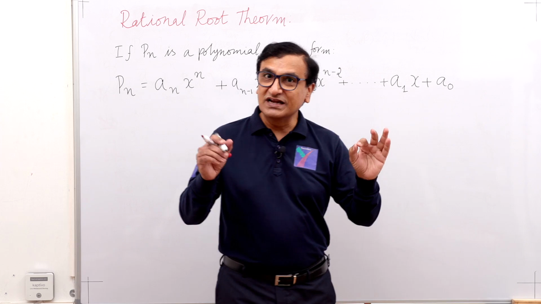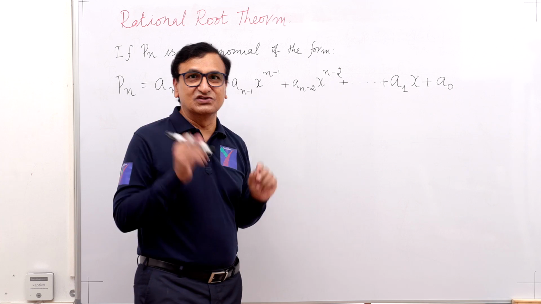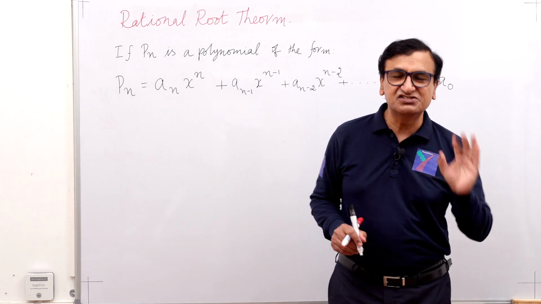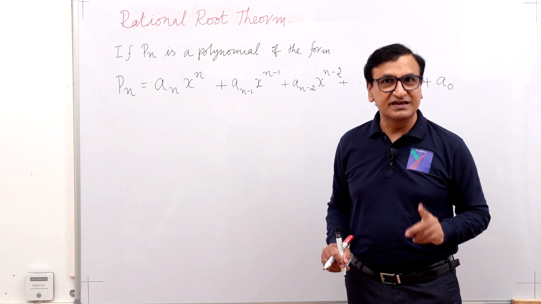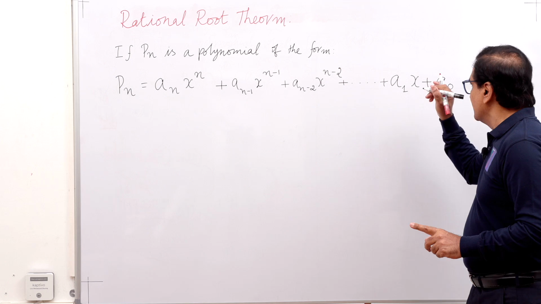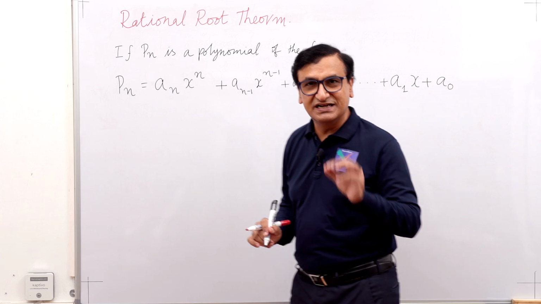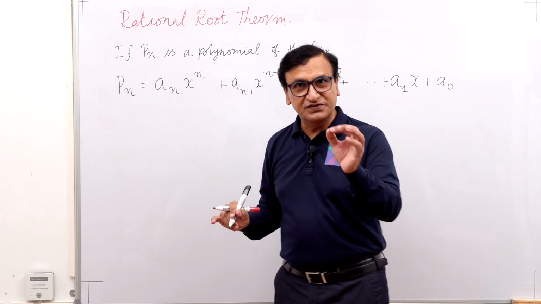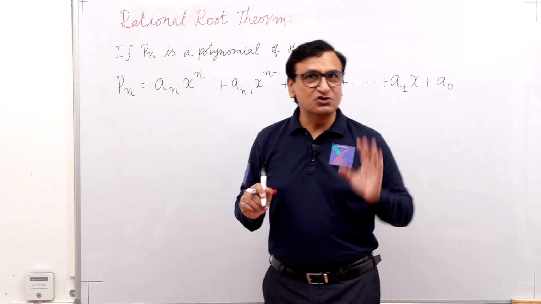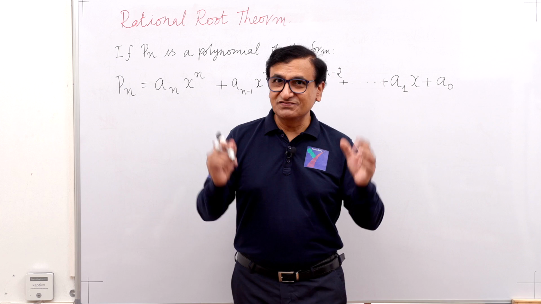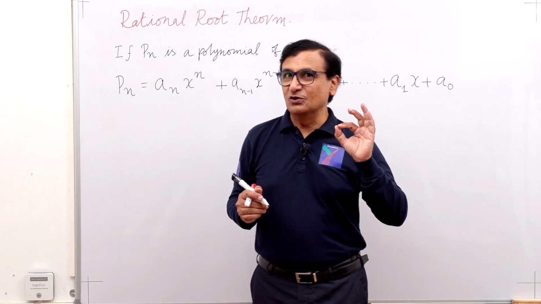and if a(n-1), a(n-2) and so on, a1 and a0 are all integers, and a0 and an are not equal to 0, then all possible rational roots of this polynomial are of the form p divided by q, where p is the list of all possible integer factors of a0, the constant term, and q is the list of all possible integer factors of an, the coefficient of the highest exponent. And p and q will have to satisfy another condition. p and q have to be relatively prime. That is, when you are drawing the list of p divided by q, you will have to reduce p by q to its lowest term.